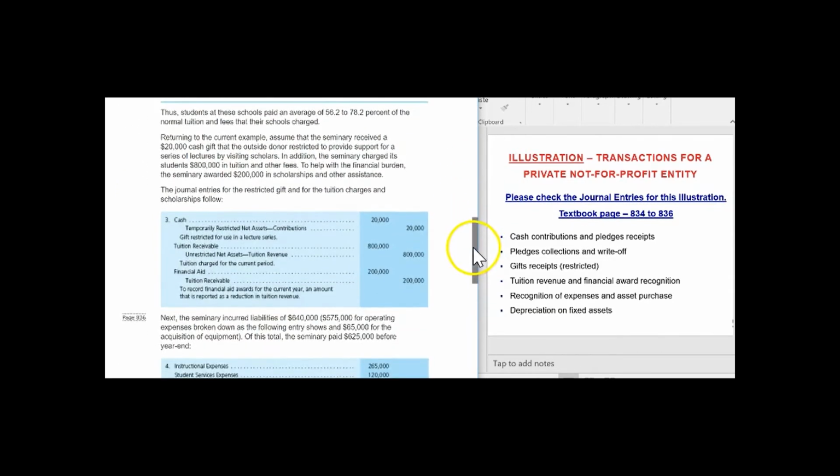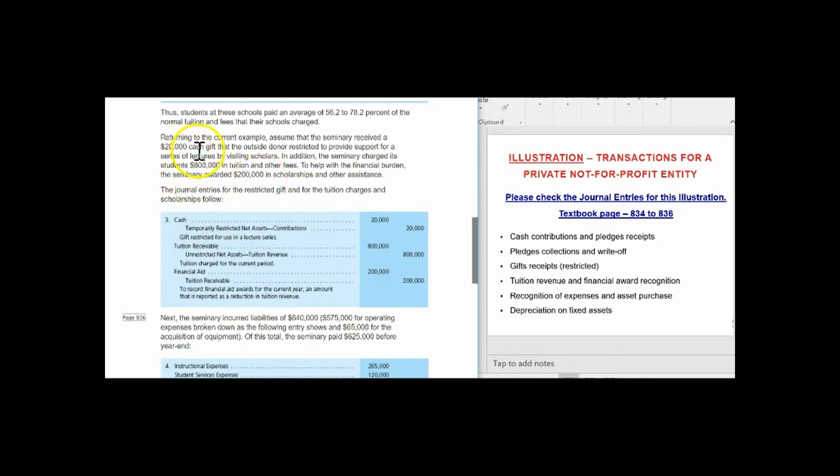It says that they actually received a $20,000 cash gift from an outside donor, and there is one restriction. This amount can be used for a series of lectures by visiting scholars. In addition, they charge 800,000 in tuition and other fees to their students. They are also giving some scholarships to their students, which is $200,000. So now how will you record it?